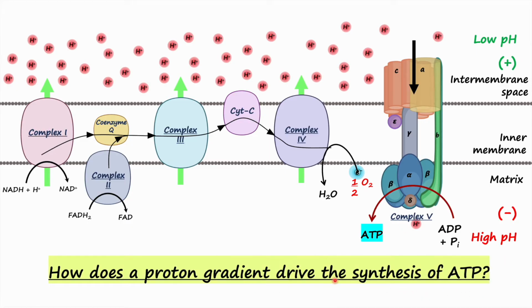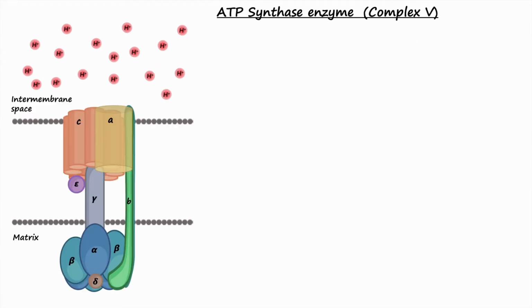Before we learn how the ATP is synthesized, we first need to learn about what complex 5 is and what the structure of this enzyme is. So complex 5 is also known as the ATP synthase enzyme. ATP synthase is a large complex enzyme that looks like a ball on a stick, located in the inner mitochondrial membrane. Much of the stick part, which is also called the F0 complex, is embedded in the inner mitochondrial membrane, whereas the ball part, which is called the F1 complex, protrudes into the mitochondrial matrix.